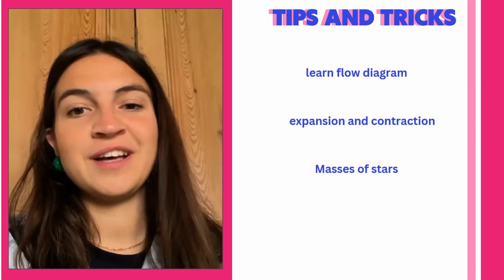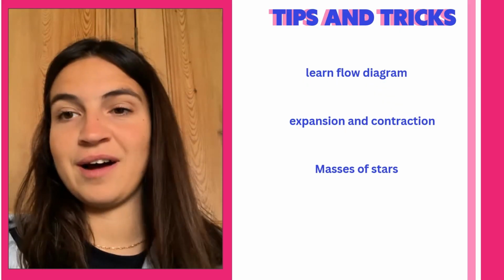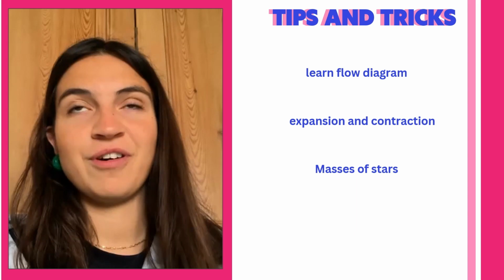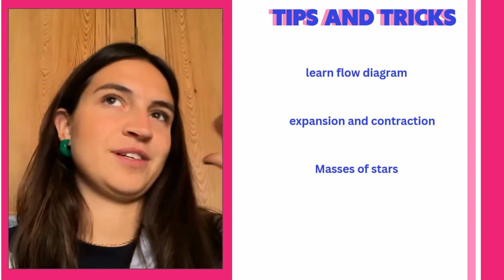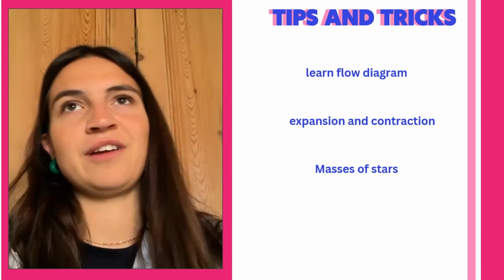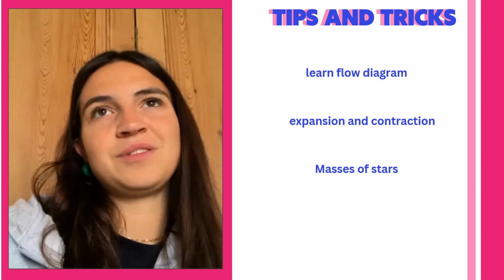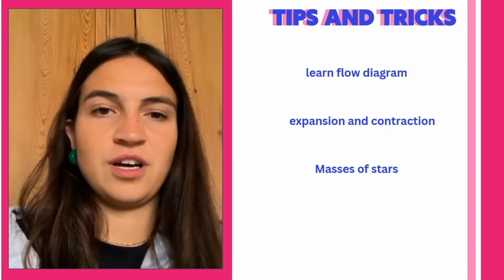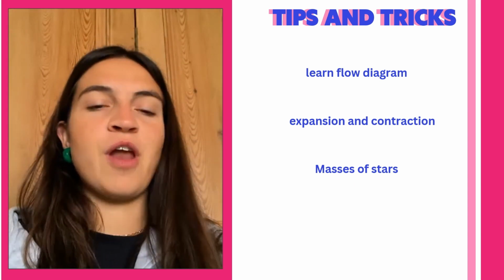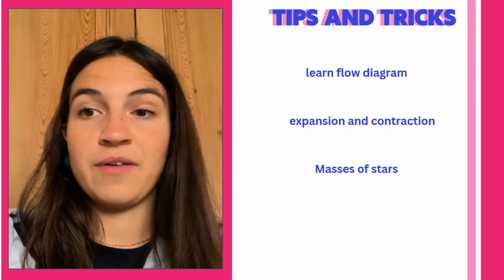Tips and tricks. Firstly, learn the flow diagram: nebula, protostar, main sequence, red giant or supergiant, white dwarf for the red giant, supernova for the supergiant, and then black hole or neutron star. So you need to know that webbed flow diagram very well.